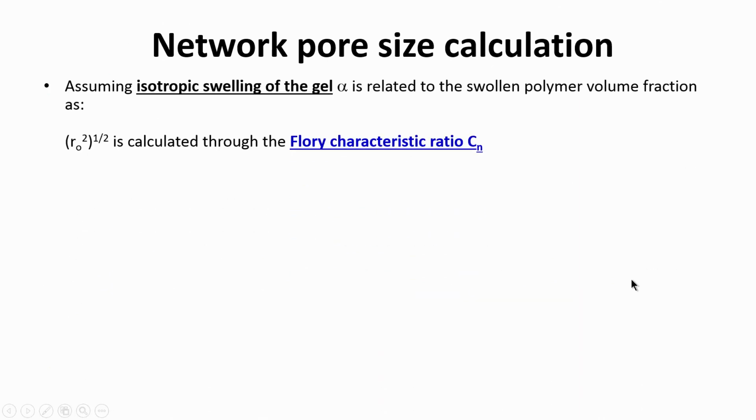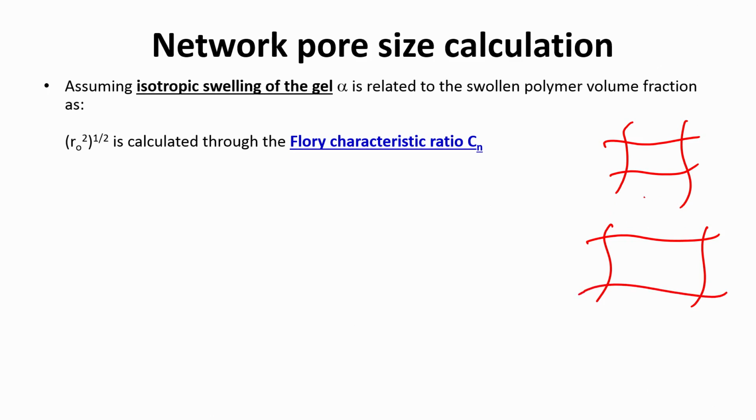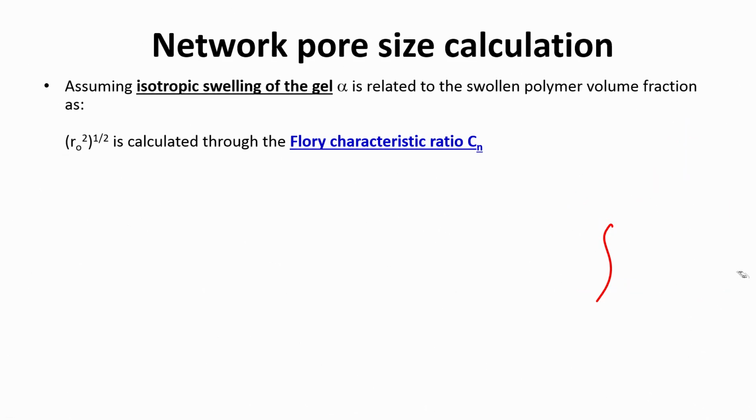Now assuming that there is isotropic swelling of the gel, what that means is, if this is the swelling, then it is happening isotropically, which means that all these lengths will increase, rather than just having an increase like this. This is wrong, but this is correct. This is isotropic swelling, and that is a good assumption to make unless there is some inhomogeneity in the gel.